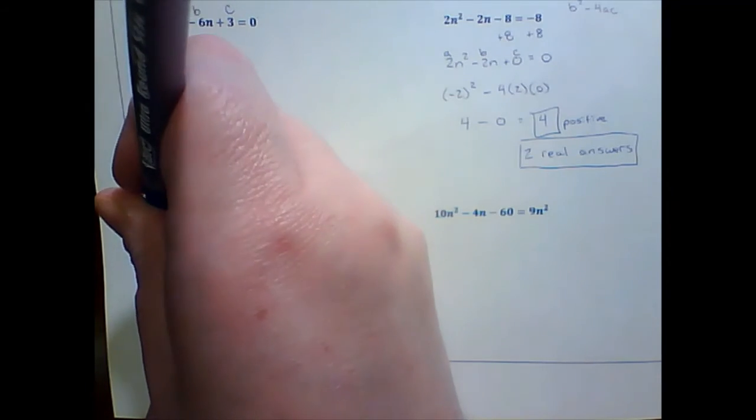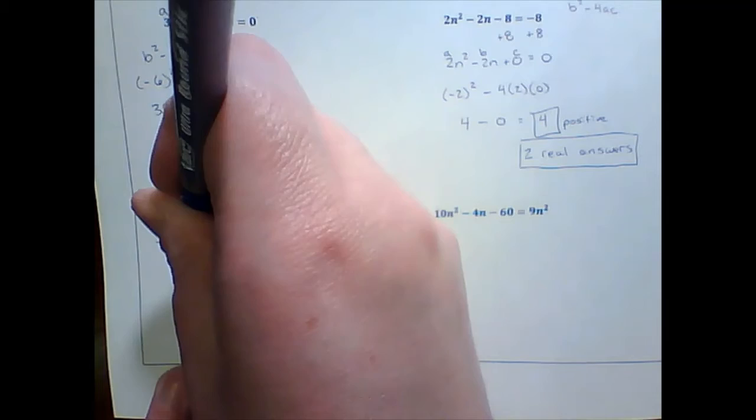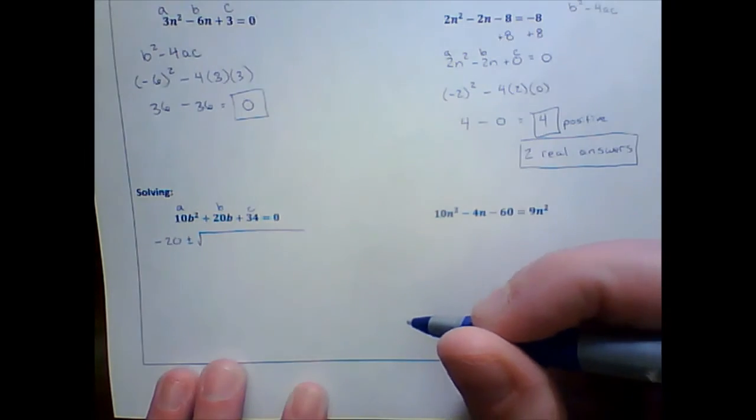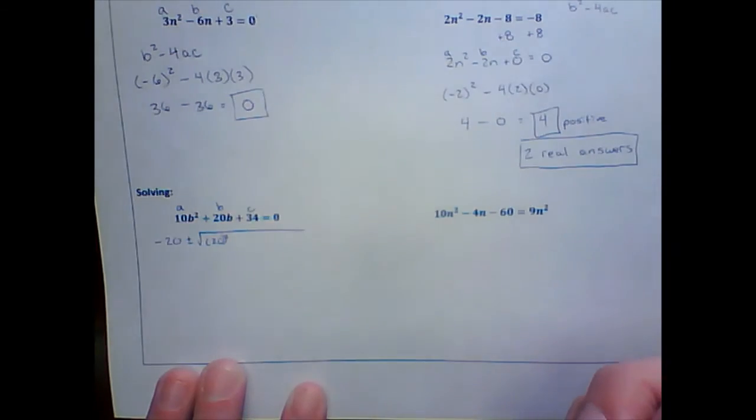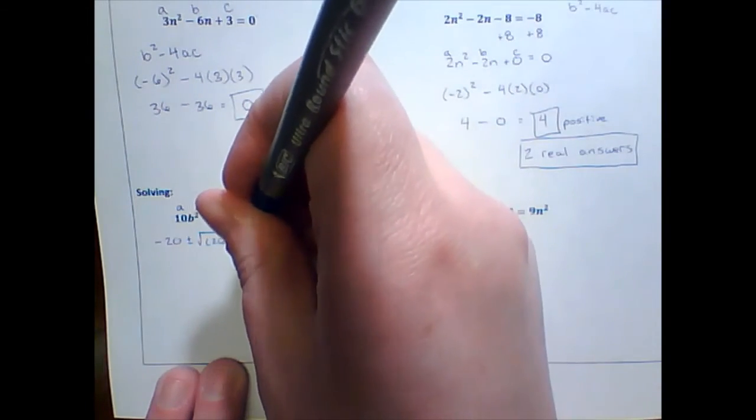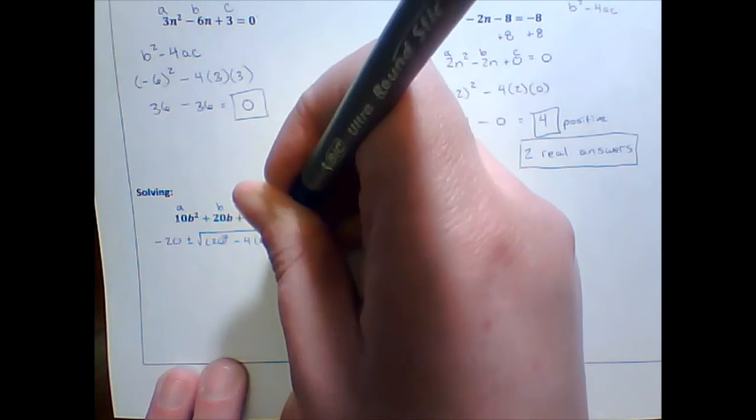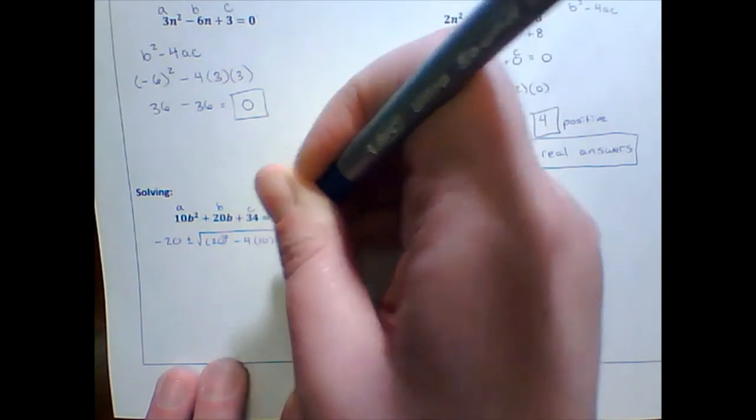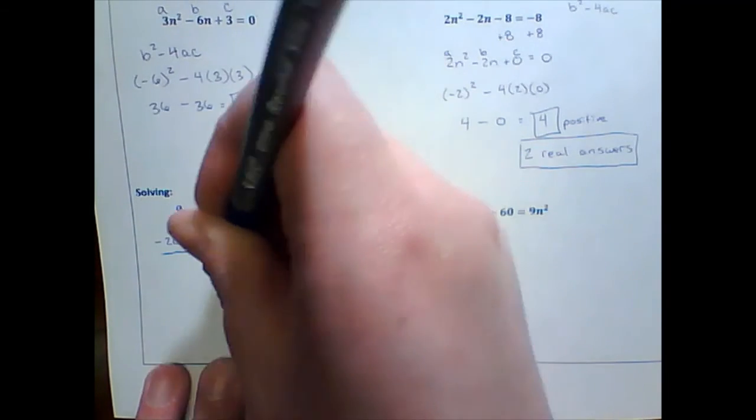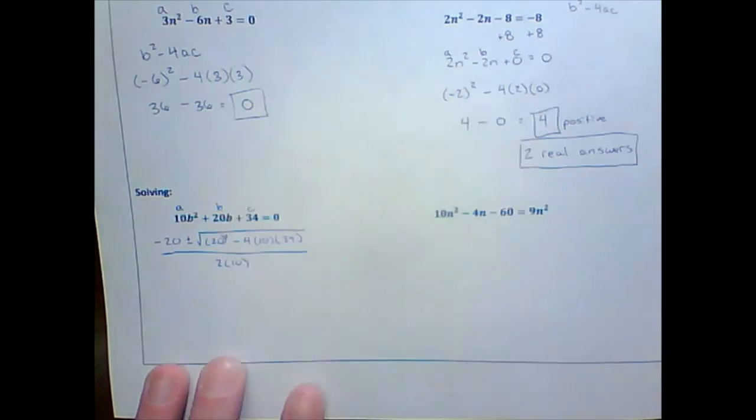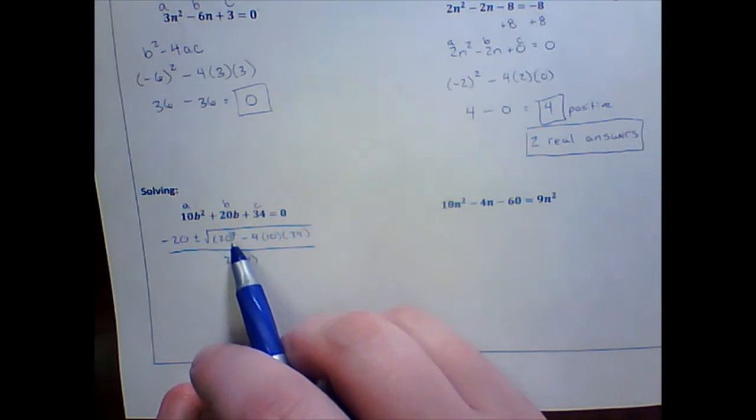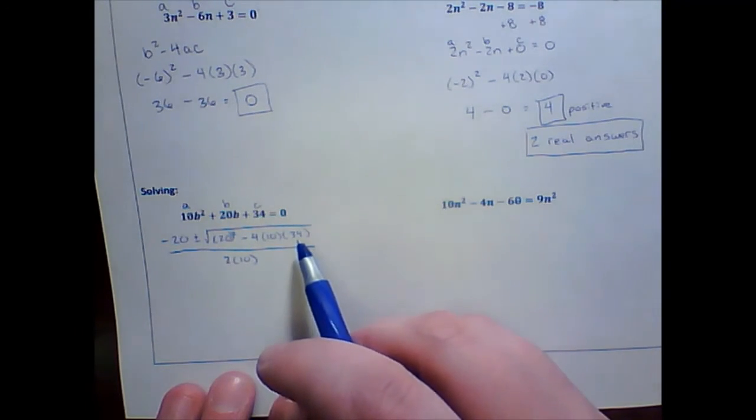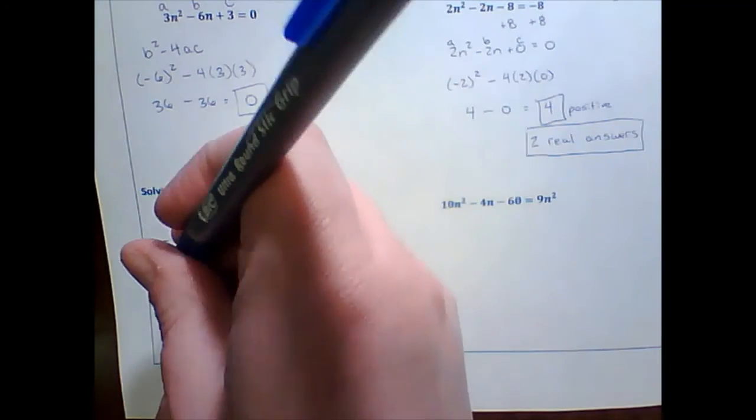So quadratic formula, we want negative B. So that's going to be a negative 20 plus or minus. And we're going to take that 20 and square it. Minus 4 times A, which is 10, times C, which is 34. And all of this is over 2 times A, which is another 10. All right, so 20 squared happens to be 400. So we've got 400 there, and then 4 times 10 times 34 happens to be 1360.